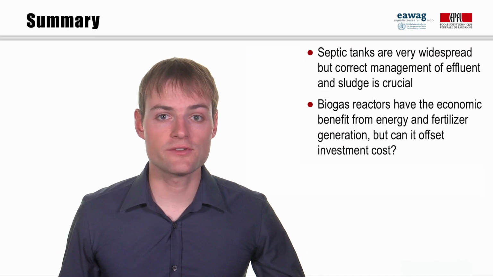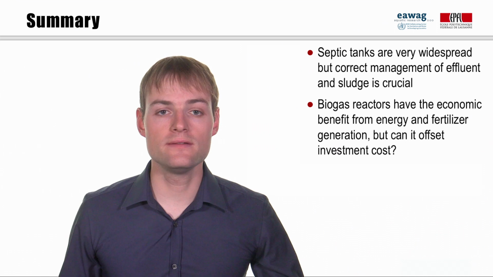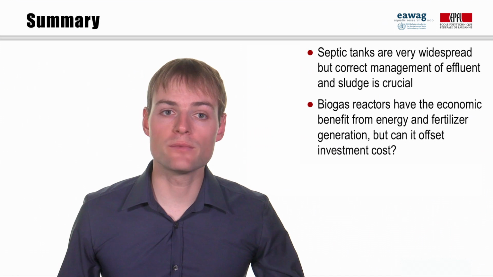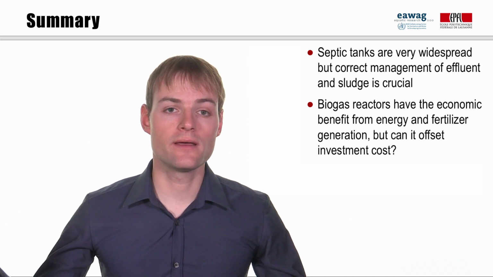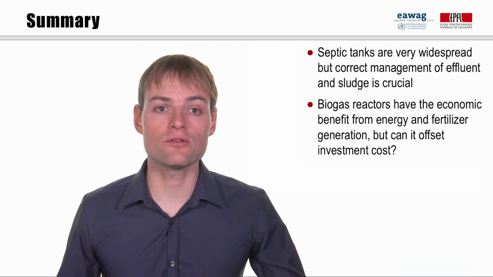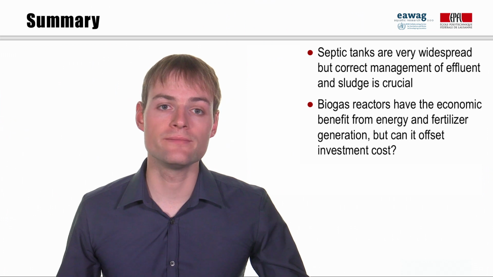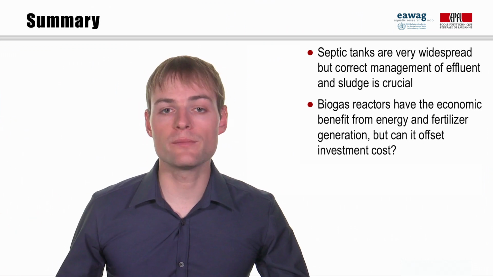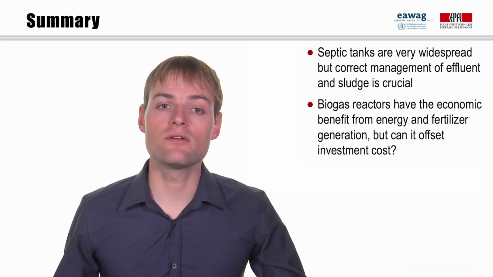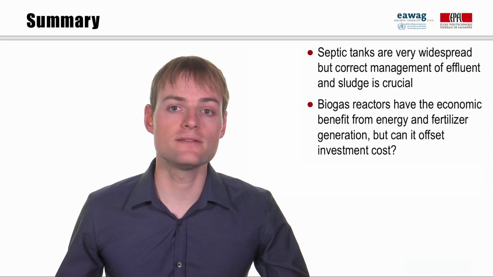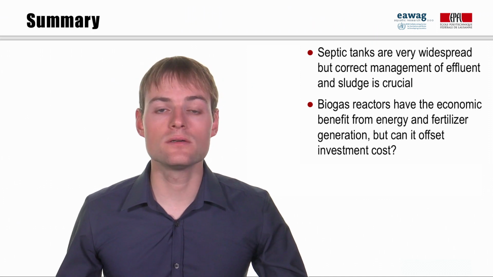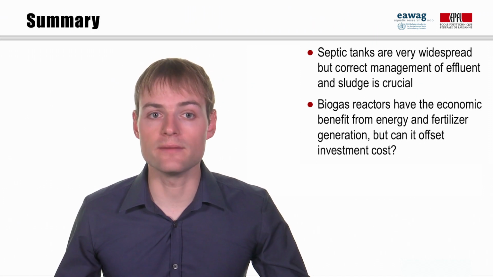We have seen that there are several anaerobic technologies that are robust and easy to operate for on-site treatment of black water and grey water. I want you to remember two things from this module. First, septic tanks can be a good solution, but it is important that the effluent is properly disposed of and that the sludge is regularly removed. The second thing that I want you to remember is that the biogas reactor can be an attractive technology, but the economic benefits do not mean that it is always automatically successful. Whether or not the initial investment costs can be recovered will depend on the correct design and implementation and a motivated operator.